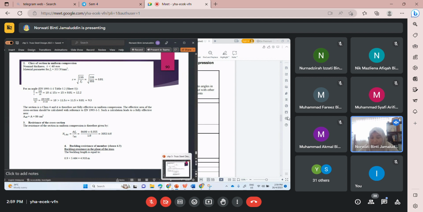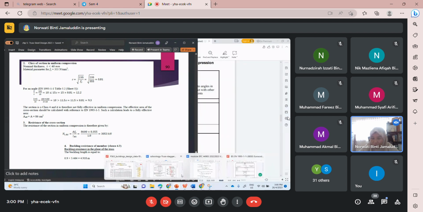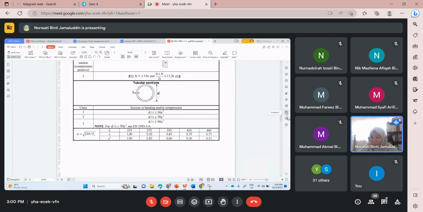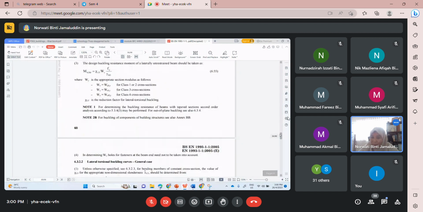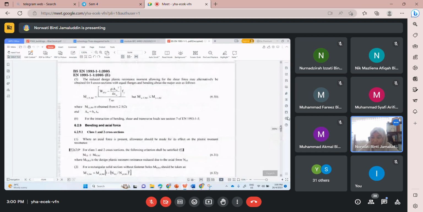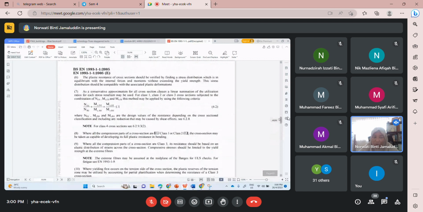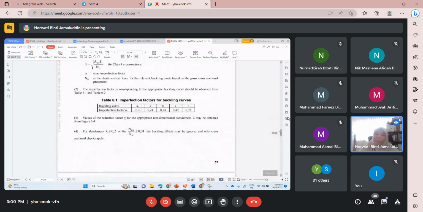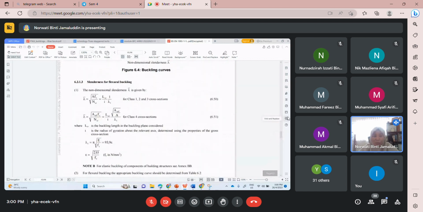So, in order to design this member subjected to compressive force, right? How to design compressive force member? Okay, refer to Eurocode. For the design part, you will refer to clause 6.2 and 6.3.